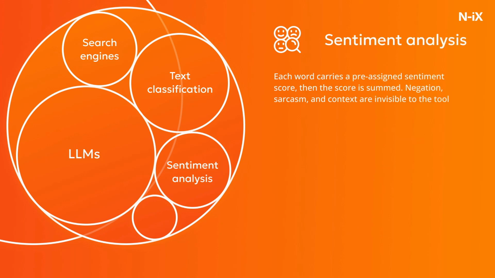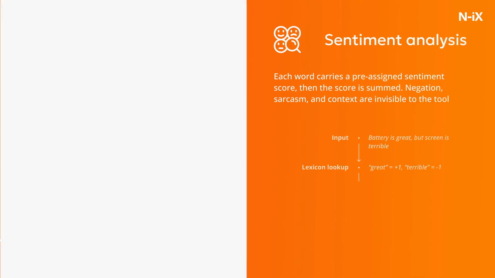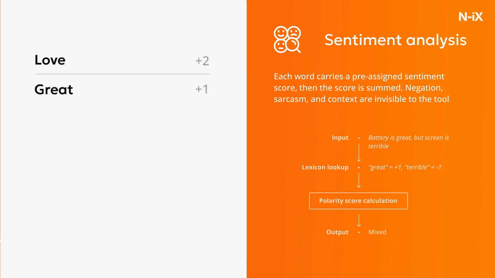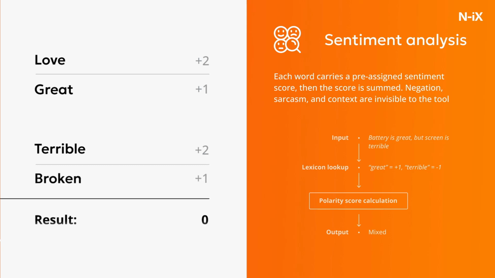Early versions of sentiment analysis technology were basically a scorecard. Positive words like love or great add points, negative words like terrible or broken subtract points. Tally it up and you get a sentiment score. Modern versions are smarter, but the core idea is scoring language.